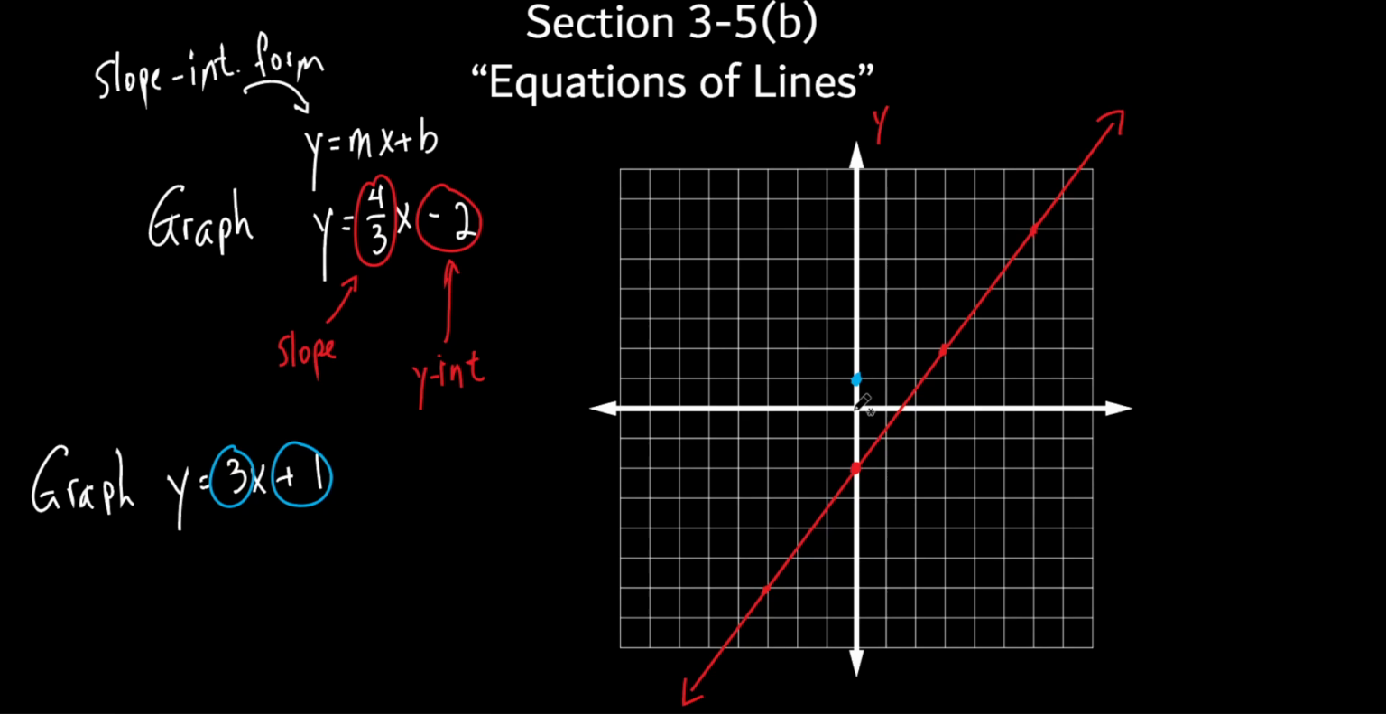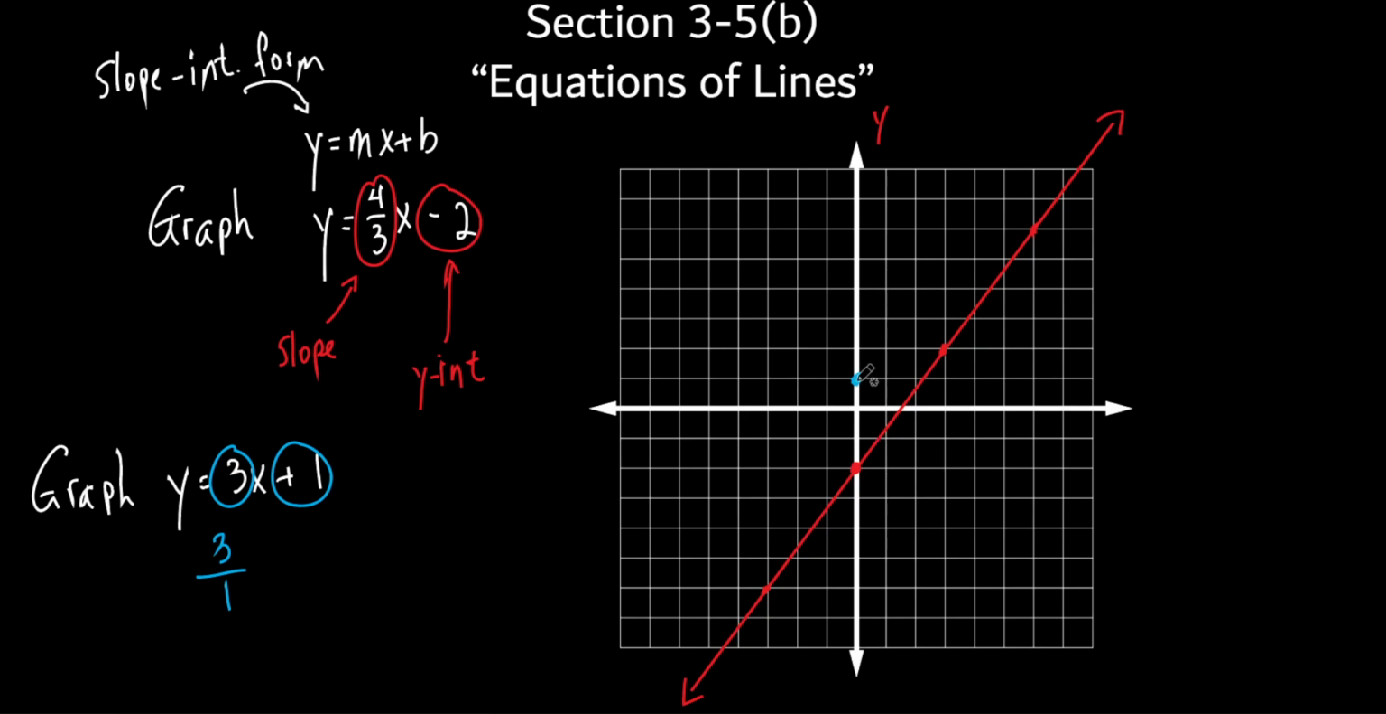Is it just 3? So I just go up 3 and don't go anywhere else? I go 1 to the right. Why do I go 1 to the right? Because 3 is the same as 3 over 1. So that's something that you have to understand. Does that make sense? If they give you a whole number, or I should say an integer, because this could be negative as well, you have to make sure you understand that it's over 1. Make sense?